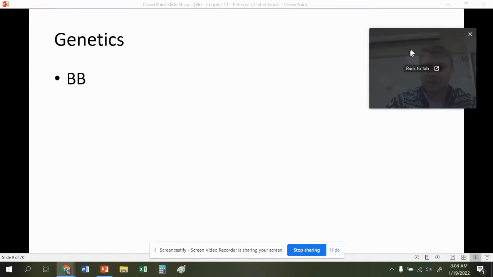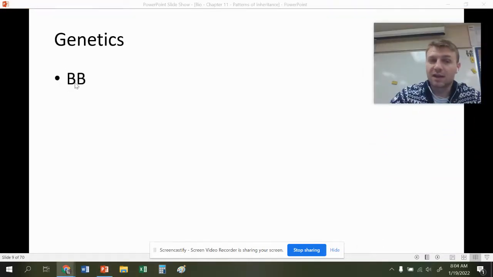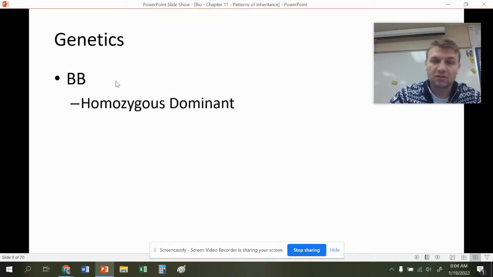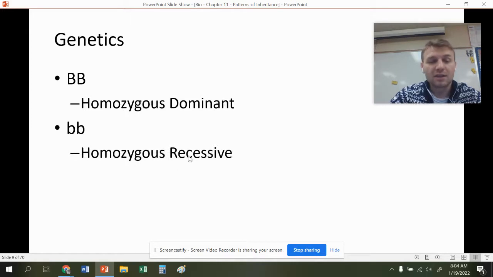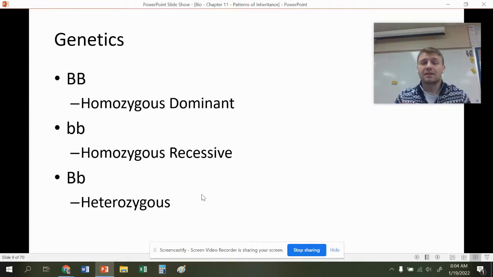So big B. Is this a homozygous or is this a heterozygous genotype? This is a homozygous genotype, and the big B's mean that it's a homozygous dominant genotype. We have to say whether it's homozygous dominant or homozygous recessive, because they're both homozygous, but this one's recessive and this one's dominant. This one right here, big B, little b, is heterozygous. Now, we don't have to technically say whether it's dominant or recessive because we know it has to have one of each. It's just going to be heterozygous.